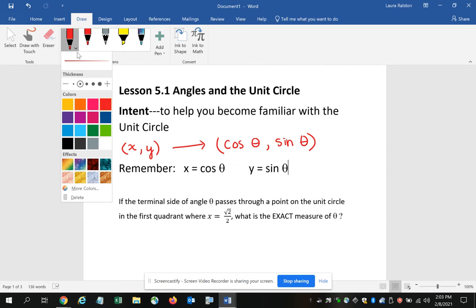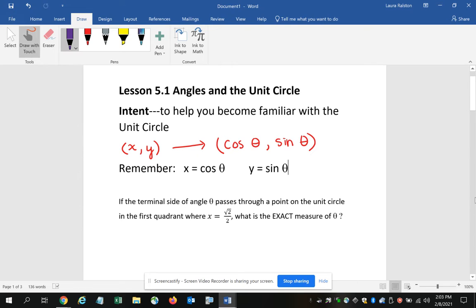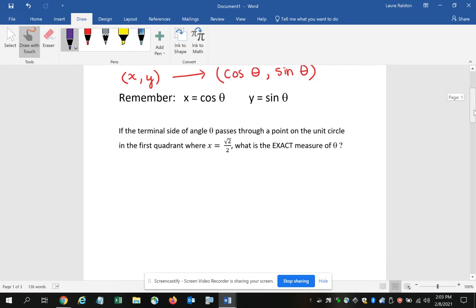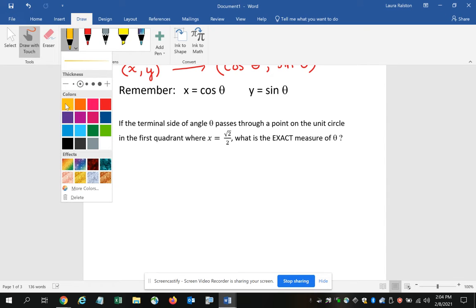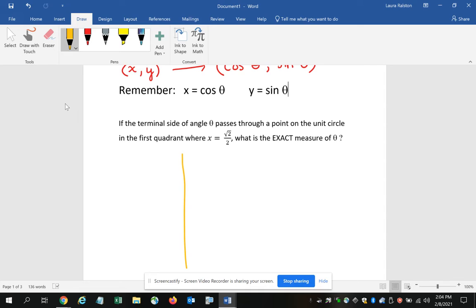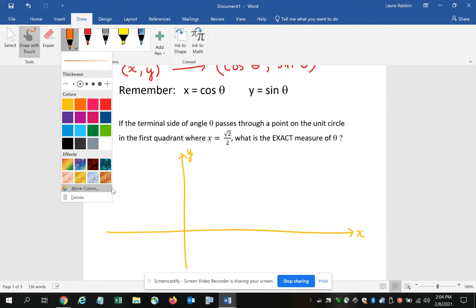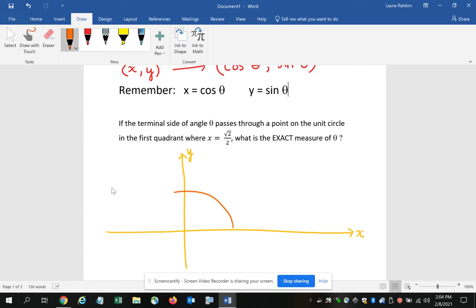So the first question here says, if the terminal side of angle theta passes through a point on the unit circle in the first quadrant where x is the square root of 2 over 2, what is the exact measure of theta? It may help you, I know it does me, to draw a picture of what is being described here. You have your x-axis and your y-axis, and we know that we're talking about the unit circle. So I'm going to draw a circle here as best I can.